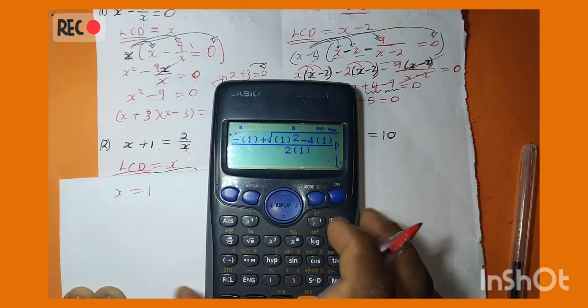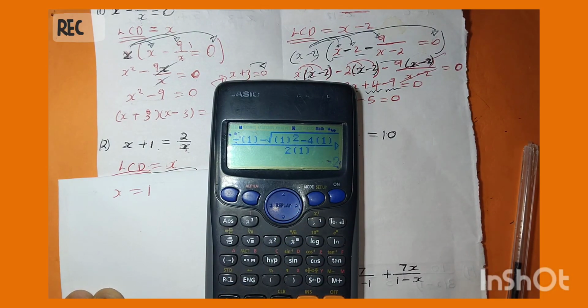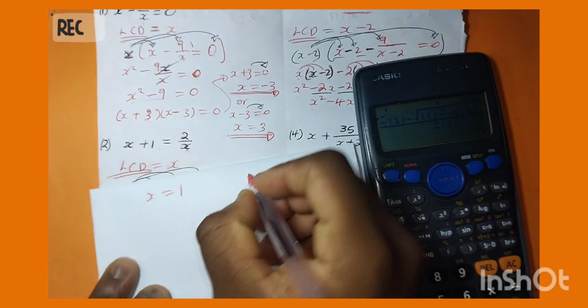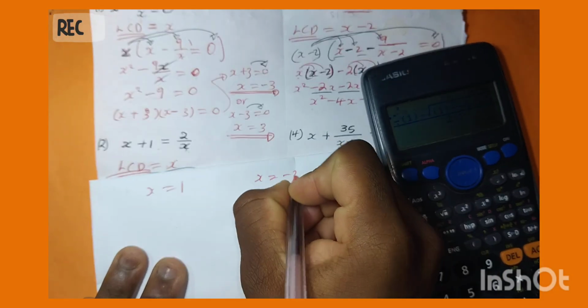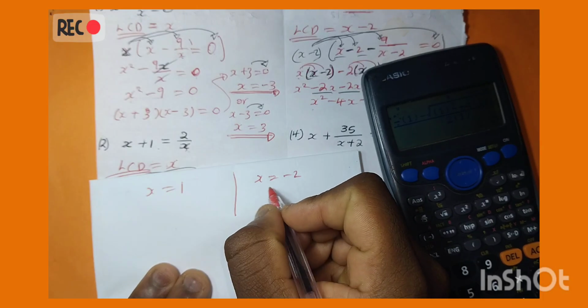Then the second answer, let me try to find my second answer there, which is there, it's minus 2, meaning this one is my second answer, it's minus 2. It means that I can factorize this thing. This is how you factorize it.